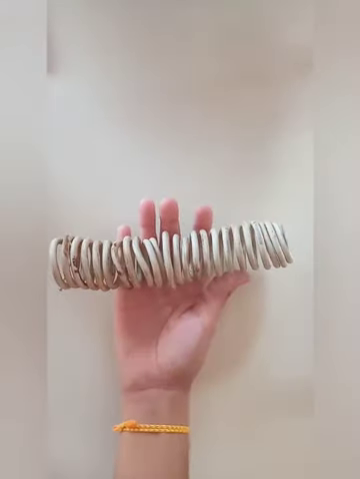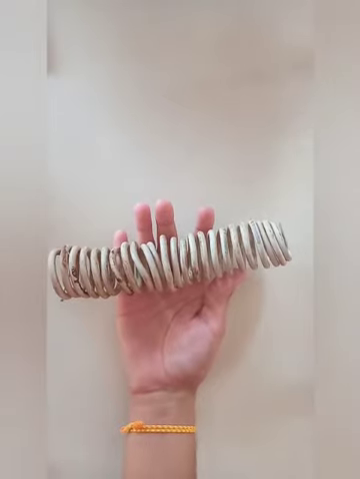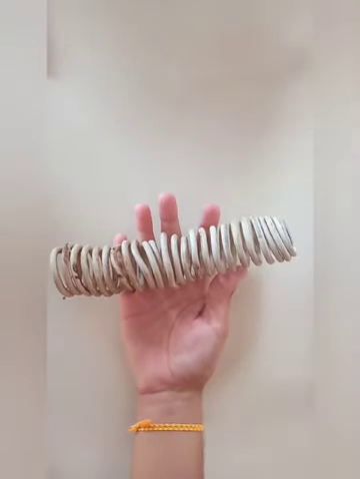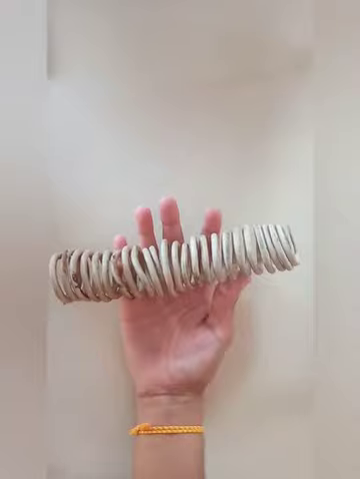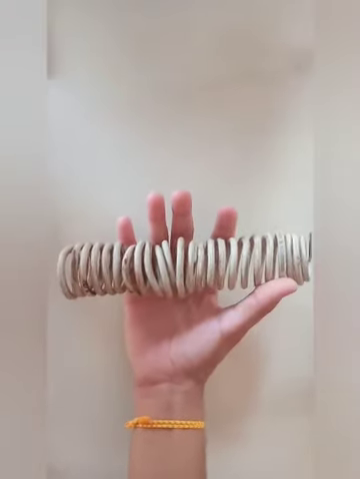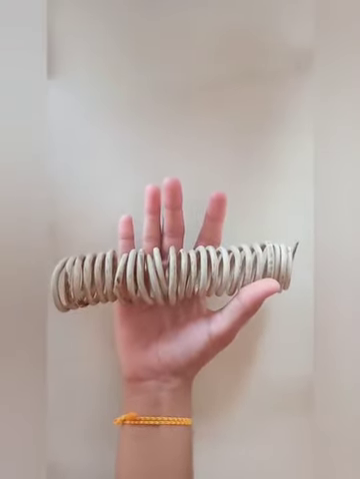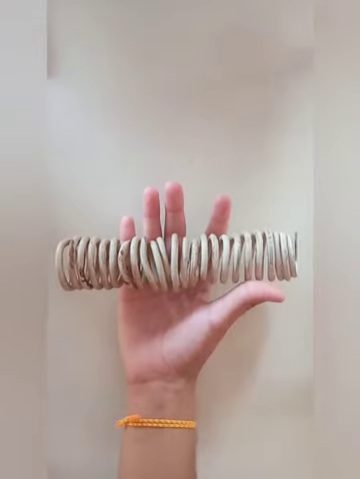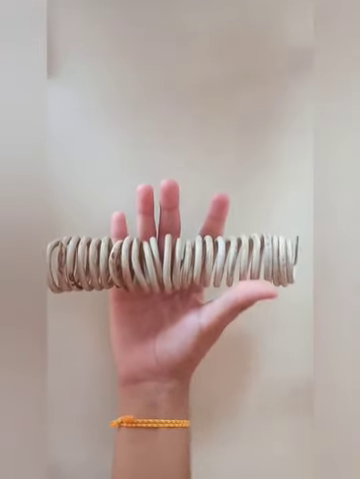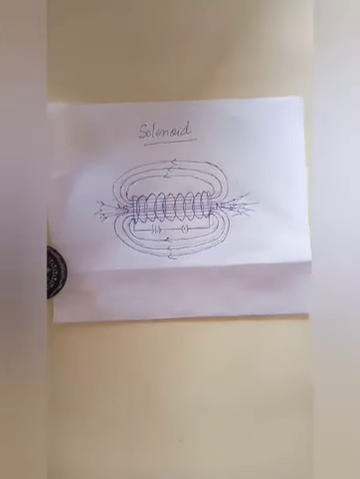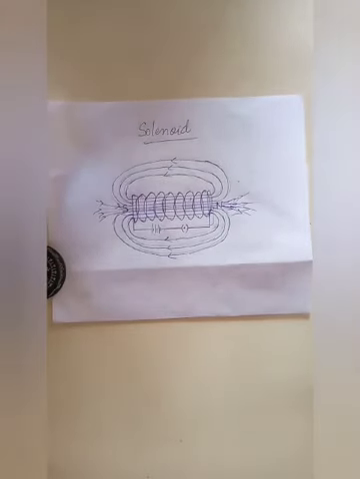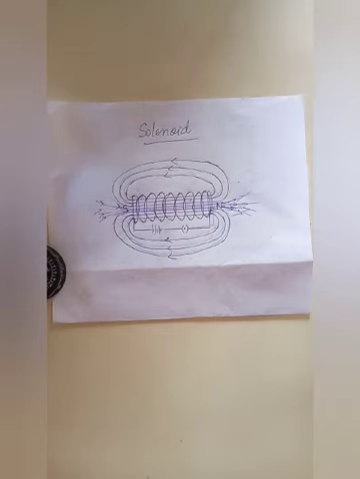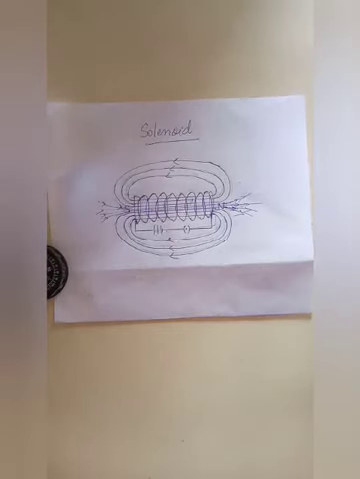Students, look at the coil. A coil of many circular turns of insulated copper wire wrapped closely in the shape of a cylinder is called a solenoid. What is a solenoid? You can see the diagram of field lines of the magnetic field around a current carrying solenoid. Observe the figure.